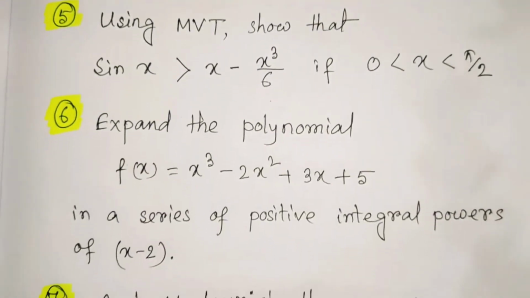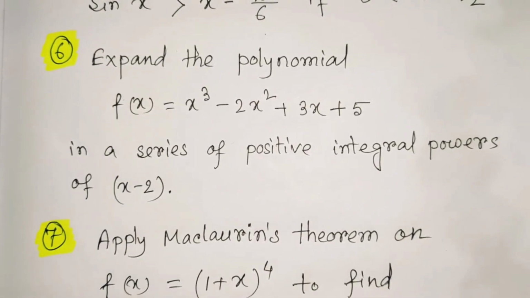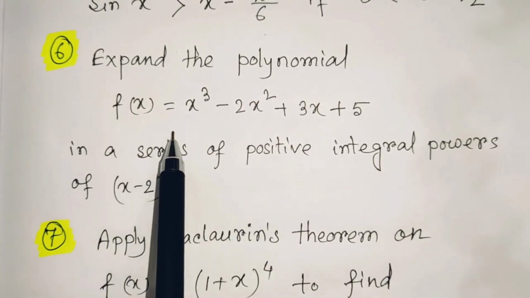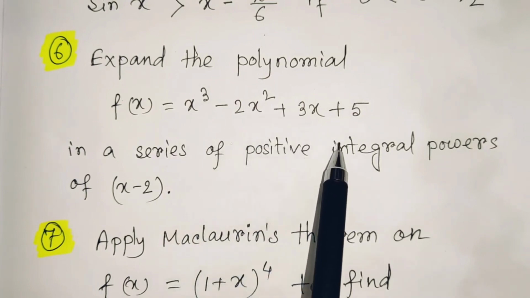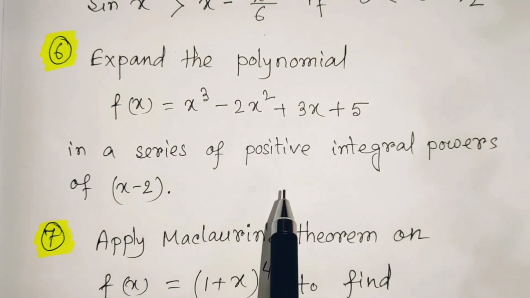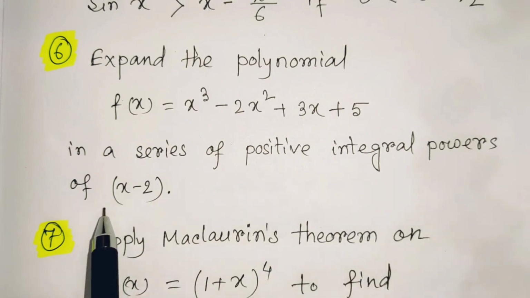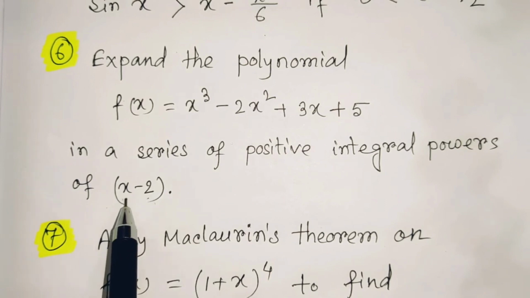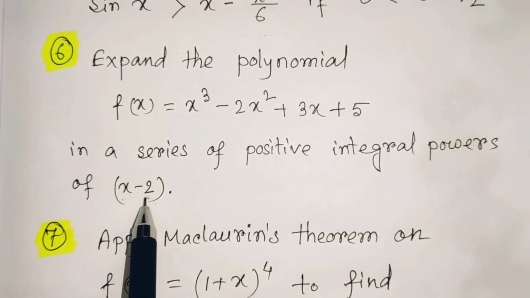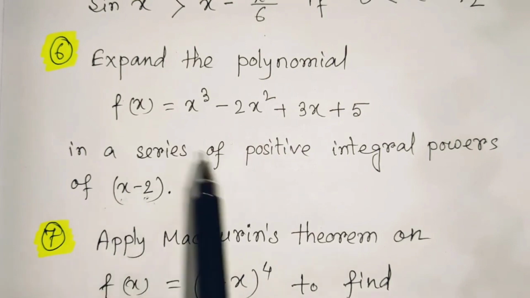One more question is there. The question is to expand the polynomial f(x) equals x cube minus 2x square plus 3x plus 5 in a series of positive integral powers of x minus 2. Remember, x minus 2 is here. So b you can say x and a you can say 2, so that you can progress.